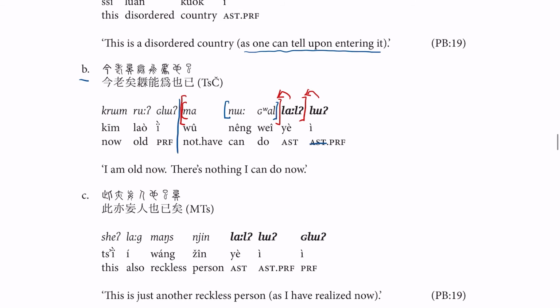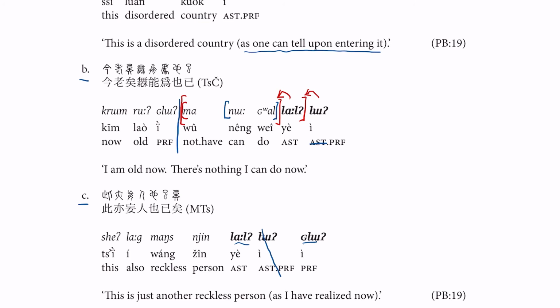Now let's look at the sentence in 8c. Sche lag mans nin lao lu glu. Here we have three sentence final particles being stacked. Lao is the assertive particle, lu is the fused form, and glue is the perfect particle. And this stacking is probably stylistic, which means we can simply ignore the fused form in the middle when we want to understand the meaning of the sentence. The sentence says, this also reckless person.